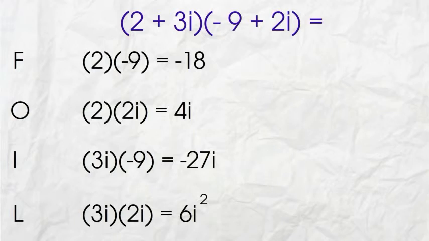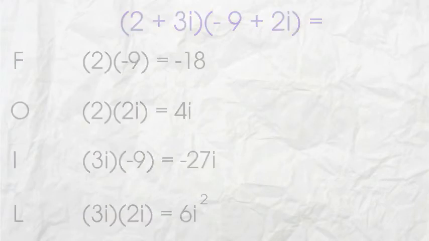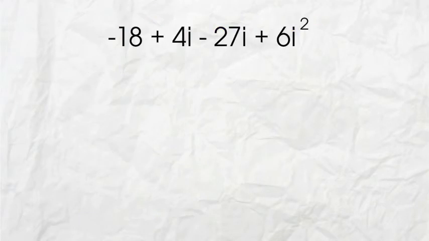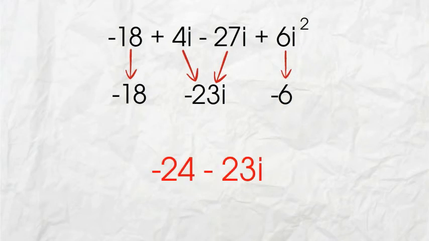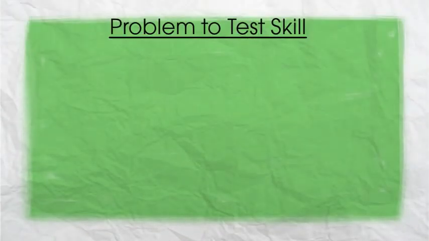You would then write these answers into a polynomial form. Once you've done that, you can collect like terms. 4i minus 27i equals -23i, and 6i squared equals -6. You can then continue to collect like terms until you get -24 minus 23i as your final answer.